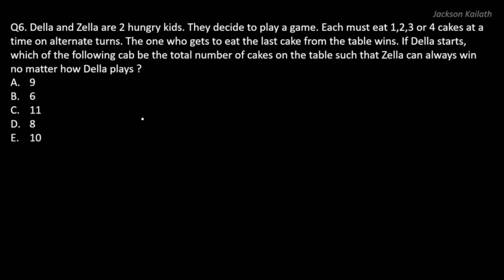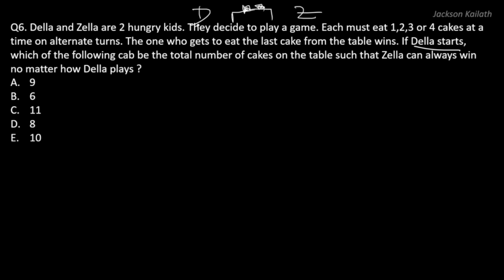Now again, just to summarize the question, Della and Zella are going to eat cakes from a table. Let's say this is a table over here and Della is over here and Zella is over here, and there are some number of cakes on the table. The game is that every time they alternate. First, as mentioned in the question, Della starts, so Della will eat 1, 2, 3 or 4 cakes, and then it's Zella's turn, and then again it comes back to Della, etc.